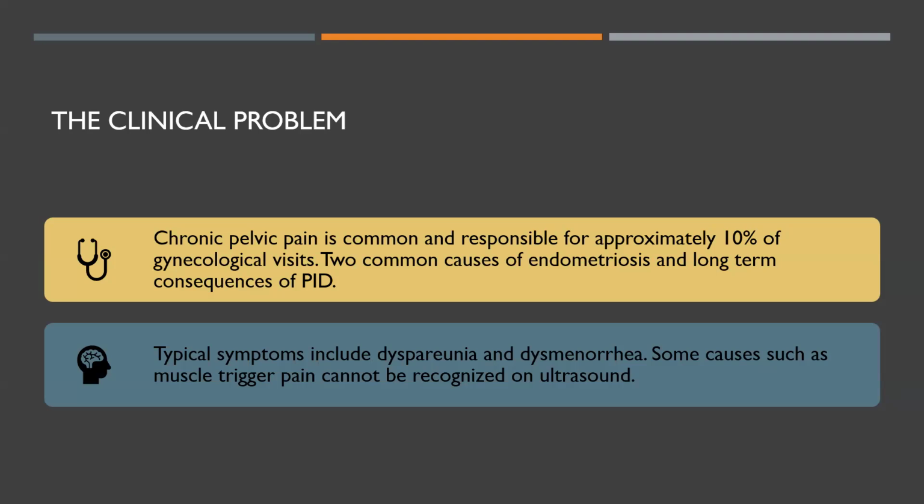Two common causes of this are endometriosis and long-term consequences of pelvic inflammatory disease. Typical symptoms include dyspareunia, I'll never be able to say it, dyspareunia and dysmenorrhea. Dyspareunia is painful sex. Some causes such as muscle trigger pain cannot be recognized on ultrasound and require physical therapy.